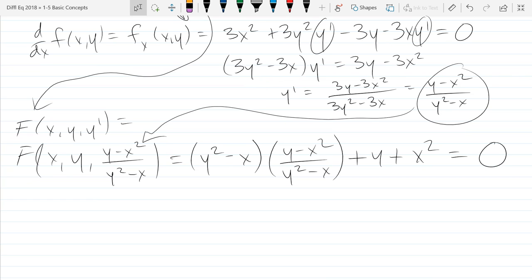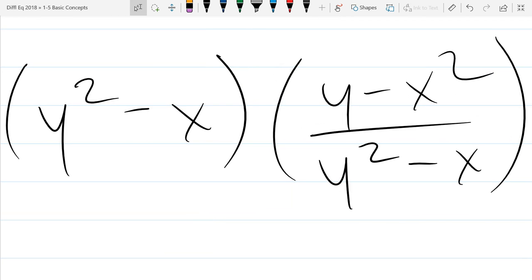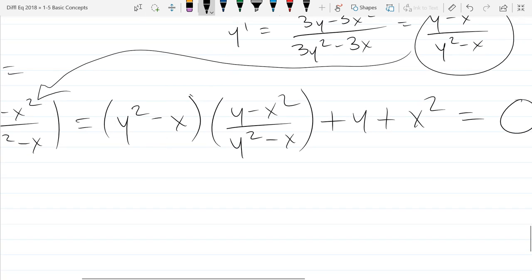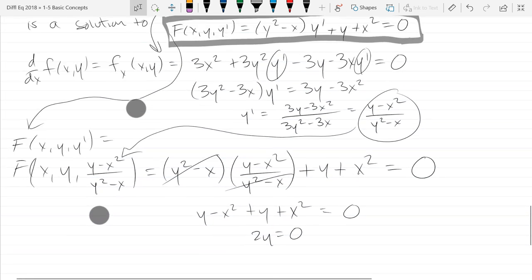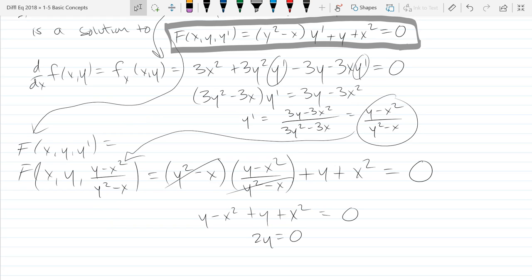What's nice about these products here? So our numerators and denominators cancel out. We got y minus x squared plus y plus x squared. The x squares cancel. Ooh. And we have 2y equals 0. That's not good. And there's a problem somewhere. Oh, I wrote the problem down wrong. That's where the problem is. That should be a minus right there. So I don't think that affects any of the y prime stuff that we got. I think the only thing it really affects is a couple of signs down here.